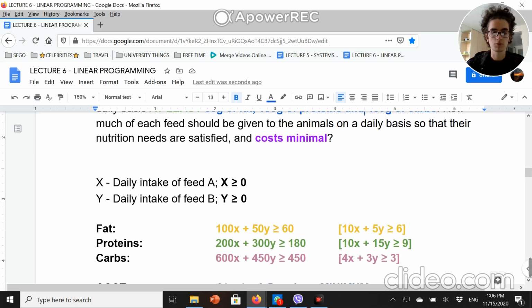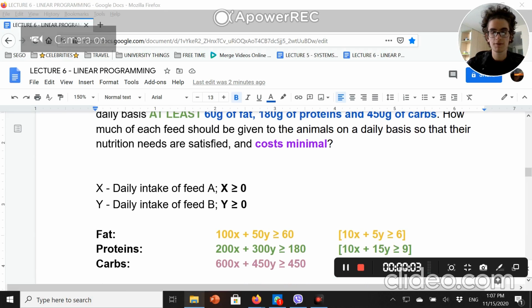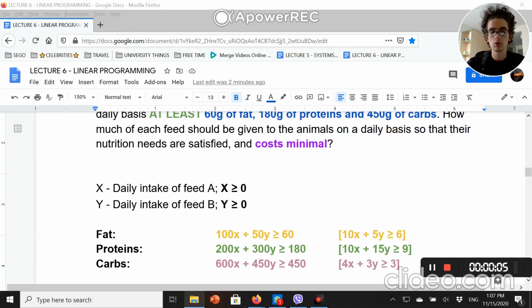Same we will do for proteins. We will have 200x plus 300y to be greater or equal than 180, and carbs 600x plus 450y to be equal or greater than 450. So these are pretty big numbers, right? And we can always simplify them.